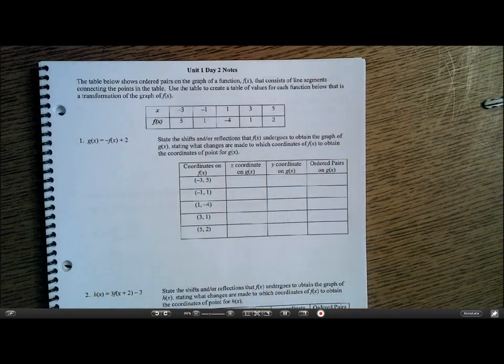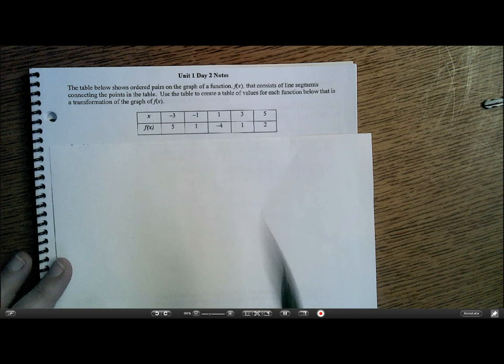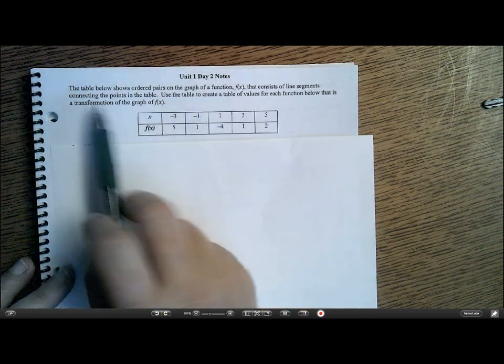take 2. All right, so here we are utilizing day 2 notes. It says the take 3.